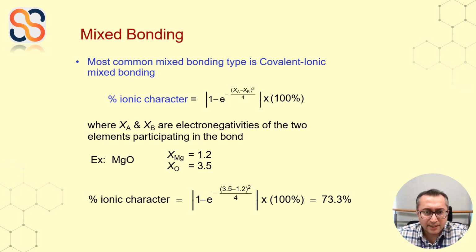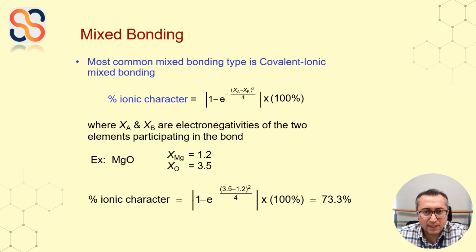ionic character percentage is equal to 1 minus e to the power of negative (Xa minus Xp) squared divided by 4, times 100%. So Xa and Xp are the electronegativities of the two elements participating in the bond. The result gives us a percentage that indicates how much of the bond is ionic in nature.